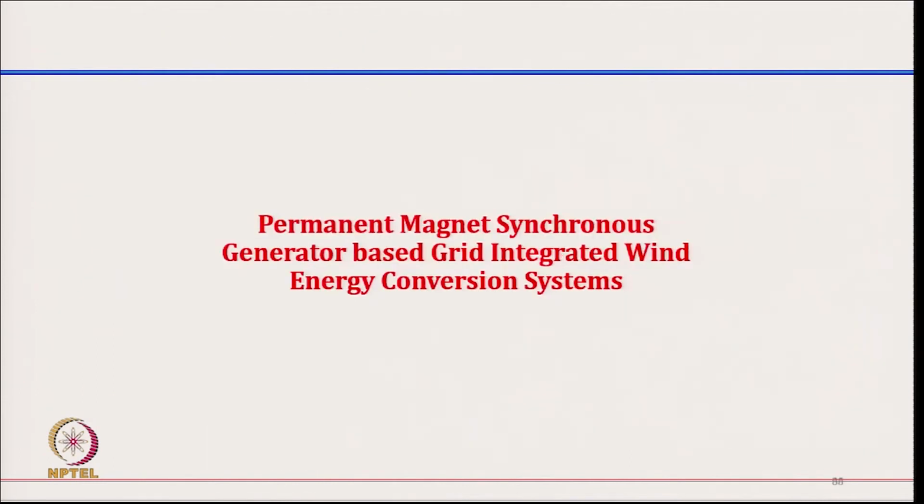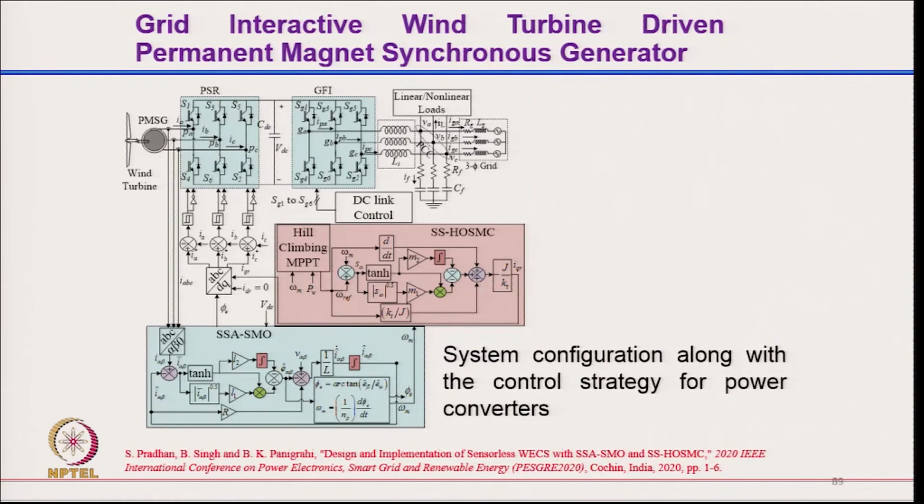Now, coming to another wind energy conversion system using a permanent magnet synchronous generator. Why are we taking this permanent magnet generator? Because you can run it even without a gear. That is one of the major benefits, and it offers the highest efficiency.